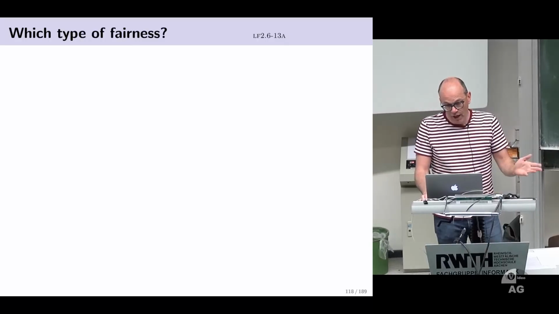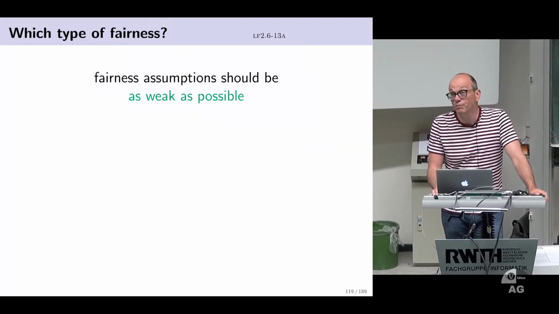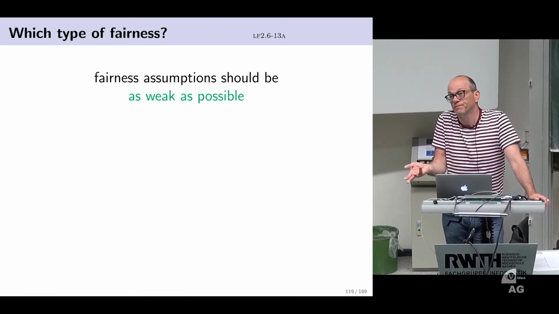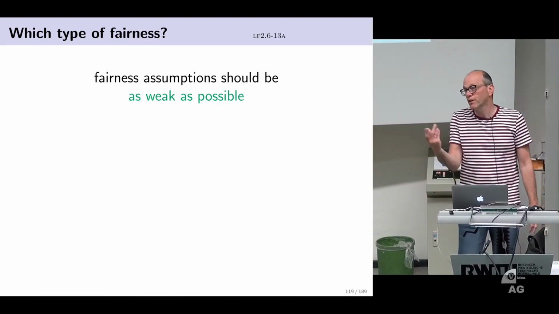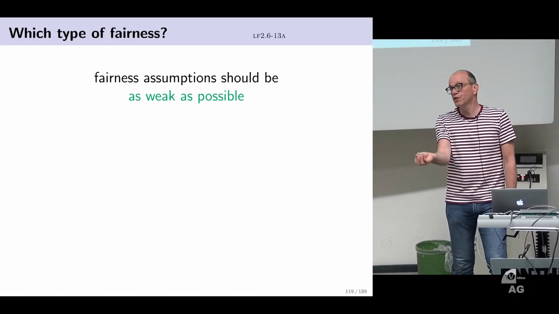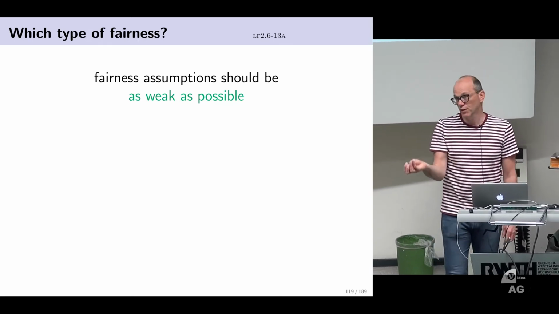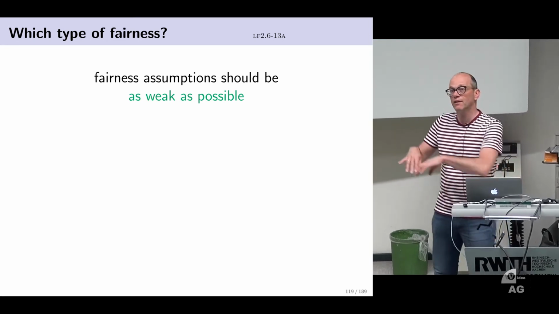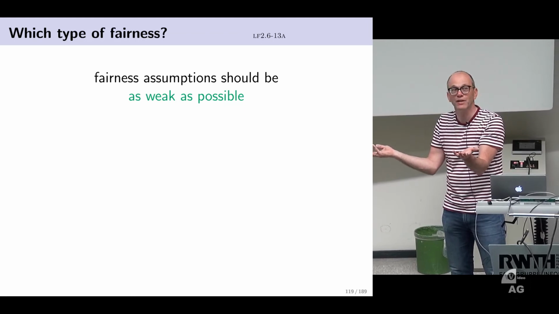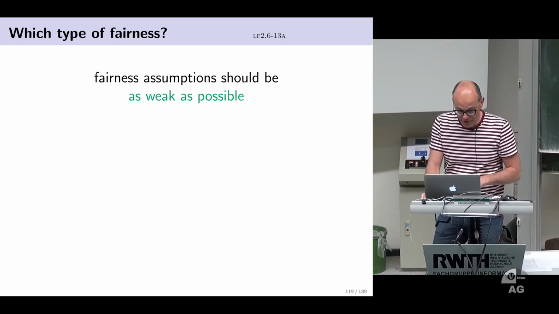Good. A hard question is which type of fairness to impose. Fairness assumptions should be as weak as possible. That's a kind of a general rule of thumb, right? I already argued in the beginning there are different flavors of what is unfair. So it's not clear up front which behaviors to rule out and which ones not to rule out. But a general assumption is that you try to rule out as small a set as possible. I mean, the easiest way is to rule out everything. But that's of course not our incentive. So I would like to rule out just a small part of it.